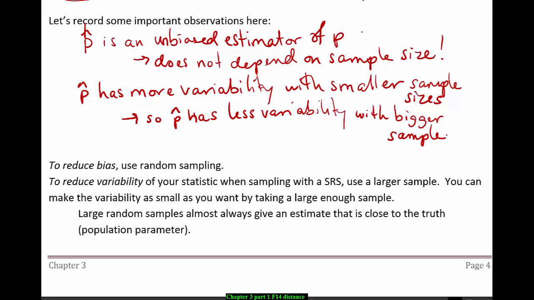And these will be facts that we will be visiting all semester. Bias has nothing to do with sample size, but variability has everything to do with sample size. The higher the sample size, the lower the variability. To reduce bias, you need to check and make sure that you have the best random sampling scheme possible. This does not have anything to do with sample size. If I ask you how to reduce bias, you should always talk about other things other than sample size. To reduce variability, get a bigger sample size. You can make the variability as small as you want by taking a large enough sample size. Large random samples almost always give an estimate that's close to the truth.